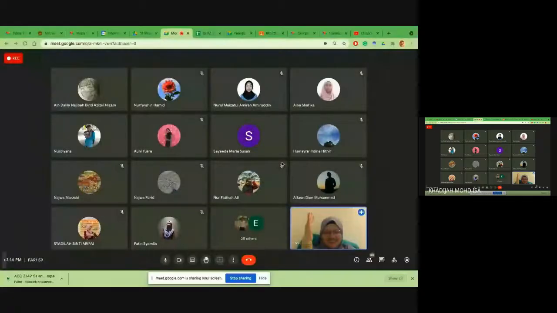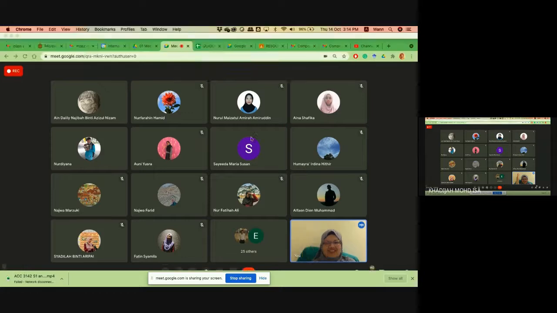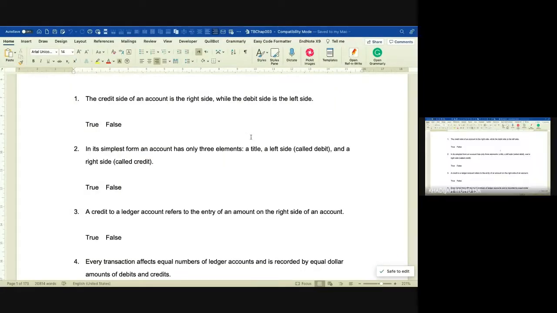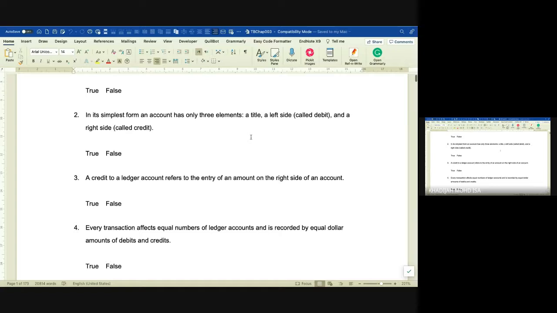Okay, the credit side of an account is the right side, while the debit side is the left side. True. This one you are referring to a T account. So it's not fair, because this one is a T account. So later we introduce the T accounts, not today. In the simplest form, an account has only 3 elements, a title, this one T.